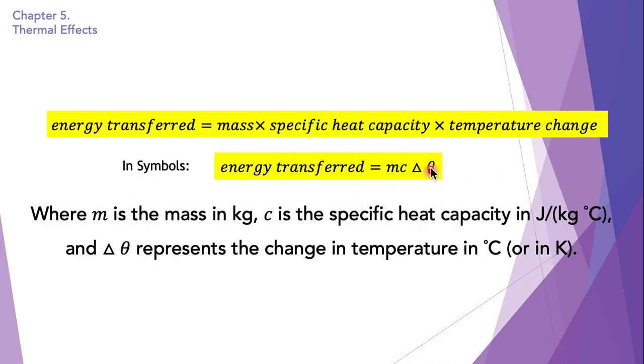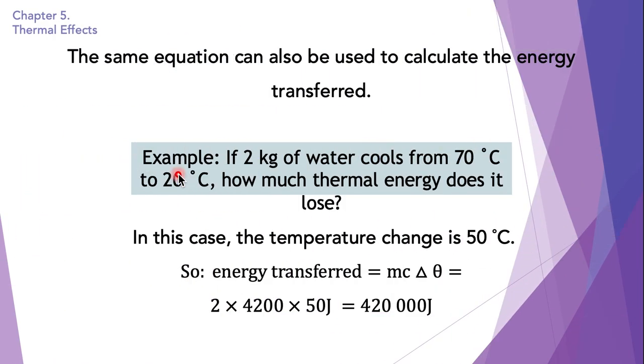So m represents mass in kg, c is the specific heat capacity in joules per kg degree centigrade, and delta temperature represents the change in temperature in degree centigrade or in Kelvin. So the same equation can also be used to calculate the energy transferred.